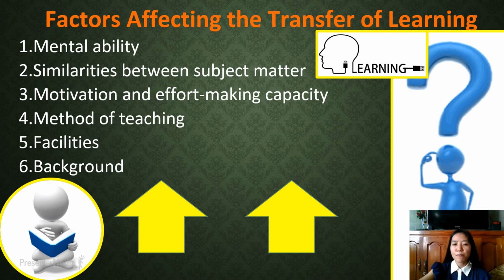Same applies with the method of teaching. The more effective a method of teaching is, the more transfer will take place. For facilities, the more adequate and superior the facilities in the teaching learning situations are, the more transfer will take place. Finally, the learner's background. The learner with a superior or richer background or environment can have more transfer of learning or training than one with a poorer environment.